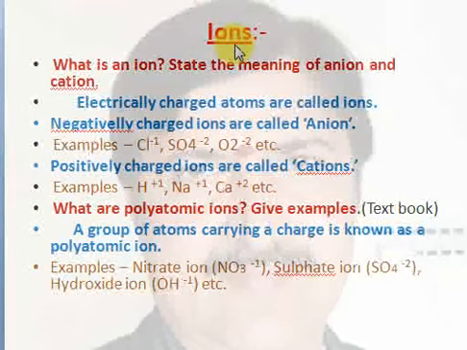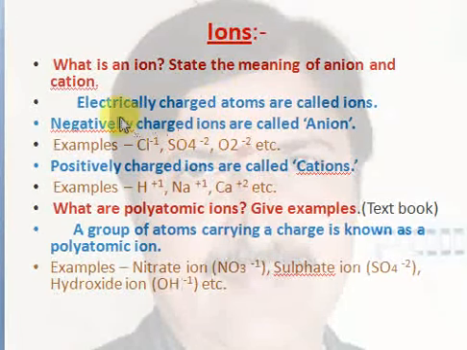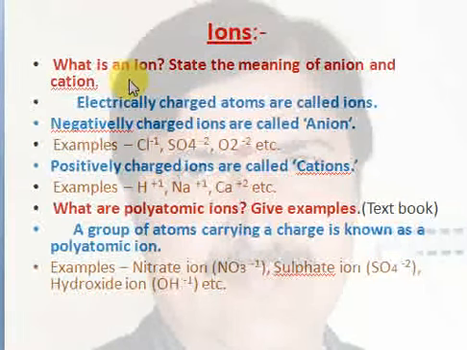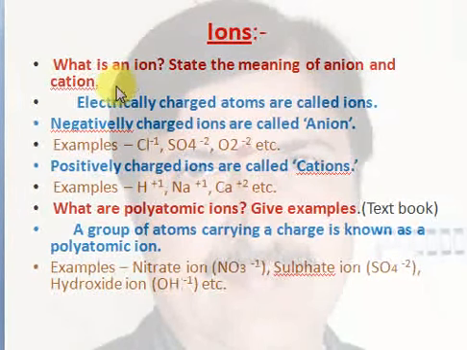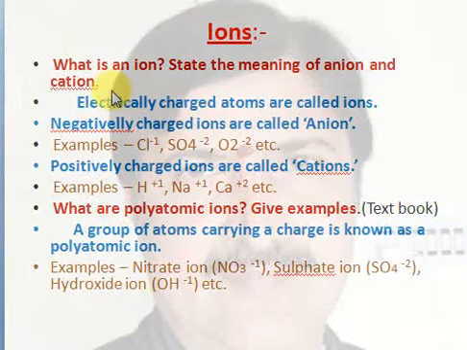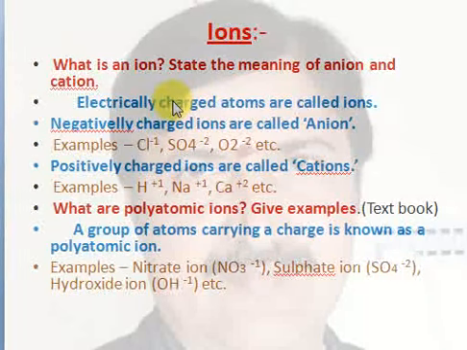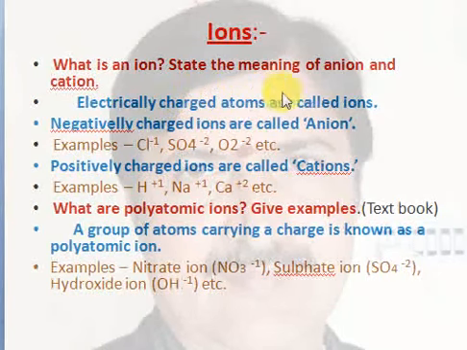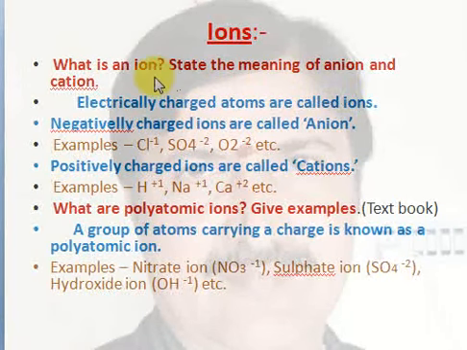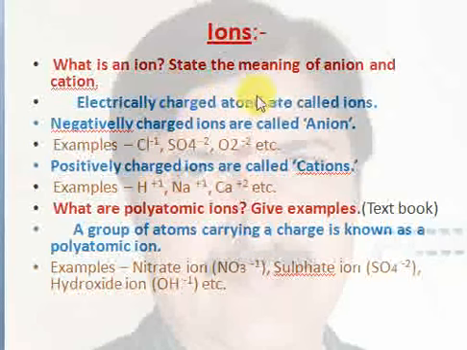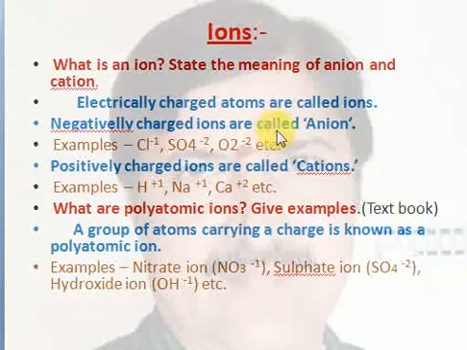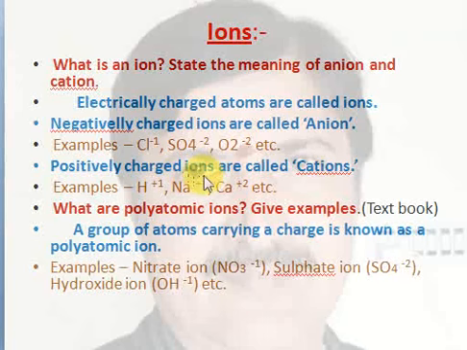Ions are nothing but atoms, but they have charges like plus charge and minus charge. During chemical reaction, atoms sometimes lose electrons. Sometimes they gain electron. If they gain electron, then they acquire negative charge. If they lose electron, they gain positive charge.